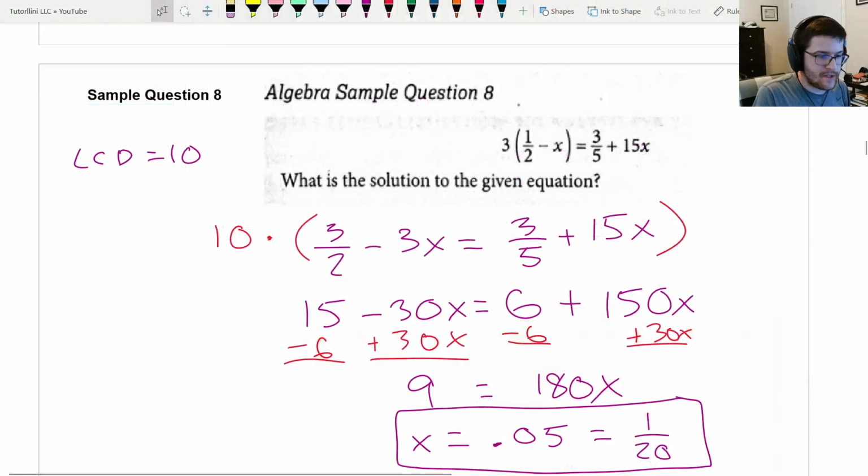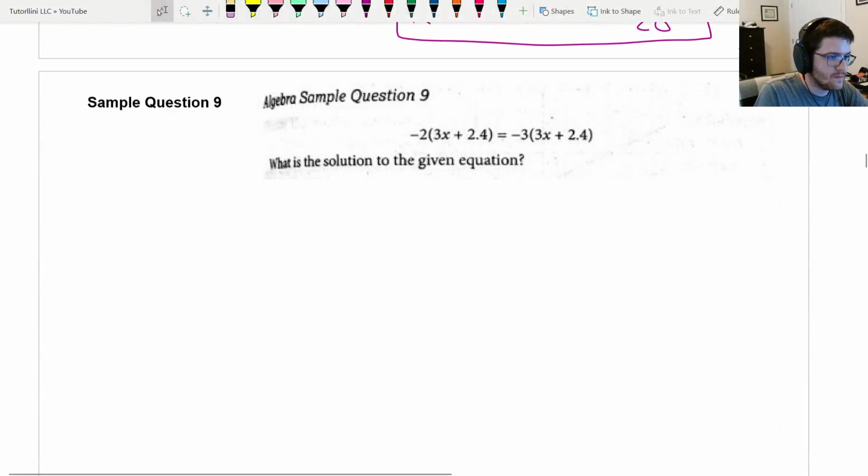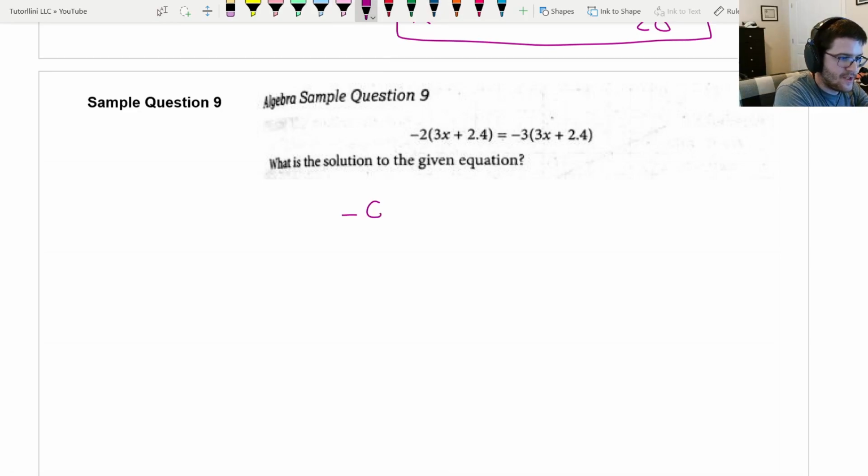Great, let's come back over here. Okay, similar kind of deal. Why don't I just distribute first? So negative 6x minus 4.8 equals negative 9x. I don't know what 2.4 times negative 3 is. Let's see. Negative 7.2.